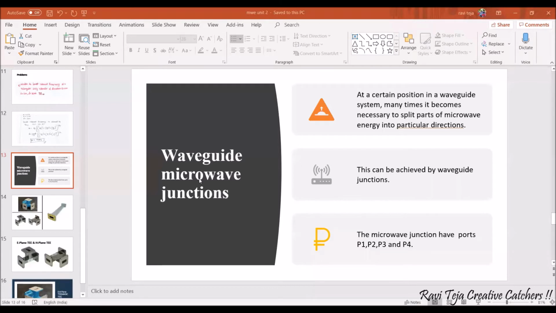So at certain positions, when there is a necessity for microwave energy to split in several directions, you need to have waveguide junctions. These junctions will have several ports, like port 2, 3, and 4. I will show you how these ports look.